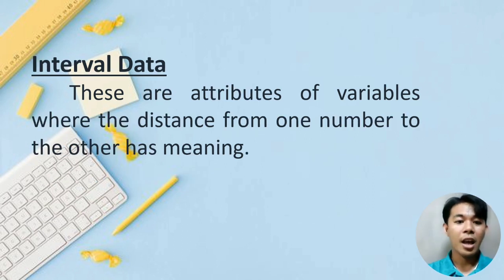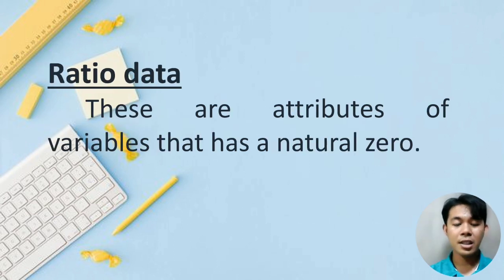Next, interval data. These are attributes of a variable where the distance from one number to the other has meaning. Next is ratio data. These are attributes of variables that have a natural zero. So the distinguishing property of ratio data is that it has a true zero.